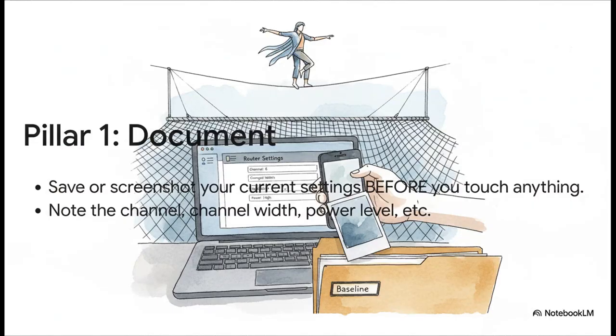Pillar number 1, document. This is your safety net. Before you even think about clicking a single thing, take a screenshot of your current Wi-Fi settings. Jot down the channel, the width, the power level, everything. Why? Because if your brilliant idea makes things worse, you need a way to go back to exactly how things were. This step is non-negotiable.